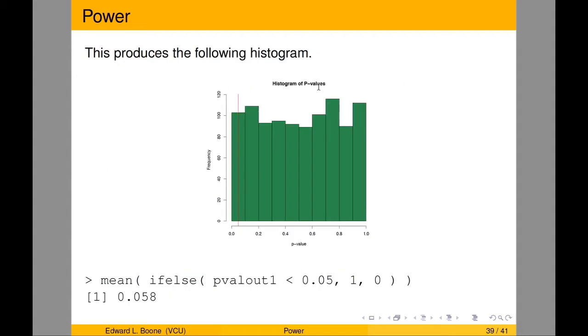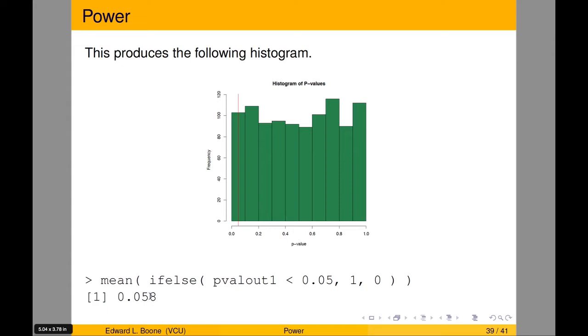So this produces the following histogram. If beta 1 is 0, I get this histogram. This is my power, 0.058, which is pretty close to 0.05, so I'm not really worried about it. If I wanted it to be closer, I can run more simulations. But if you're following along with this and actually running them, you can see this is not instantaneous. It doesn't work like you hit it and the number pops out. You actually have to wait a minute.